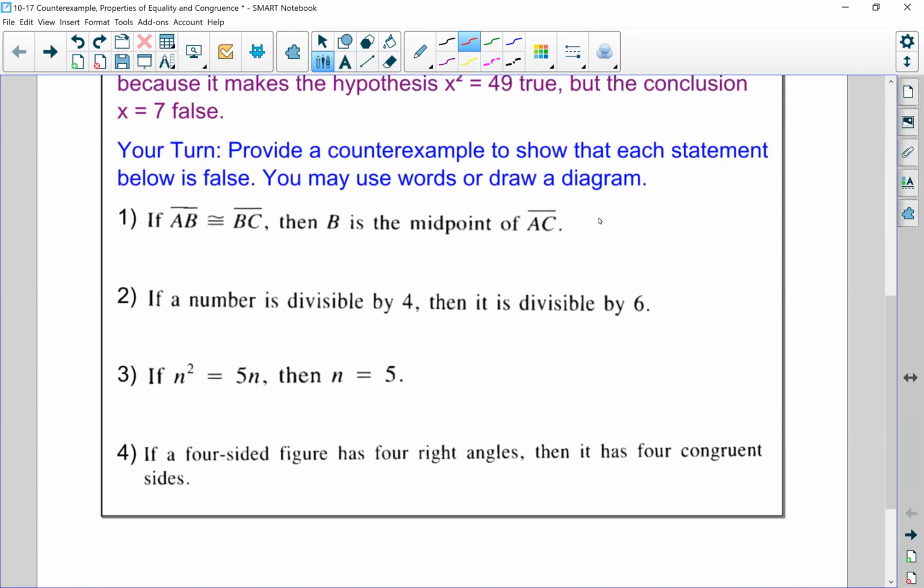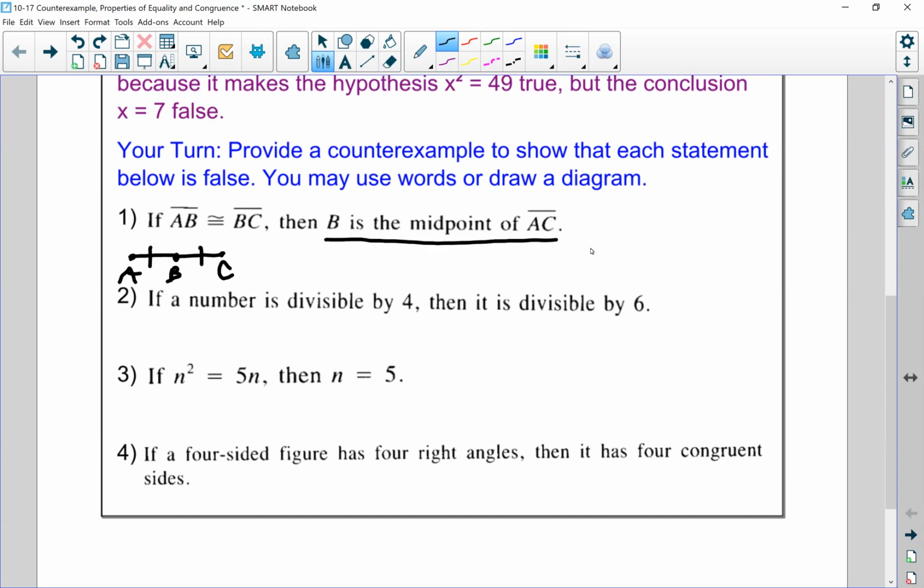So you're asked to provide a counterexample for each statement below. In the first case, let's try to draw some pictures. They tell us AB is congruent to BC, then B is the midpoint of segment AC. Let's draw some pictures to visualize what that might look like. So here's AB. If we want to make it congruent to BC, we could draw something like this. So make the dots visible. And you can see that these are congruent, but B is the midpoint of AC in this diagram that I've drawn. So this is not a counterexample. We're trying to make the conclusion, the second part of the sentence, false.